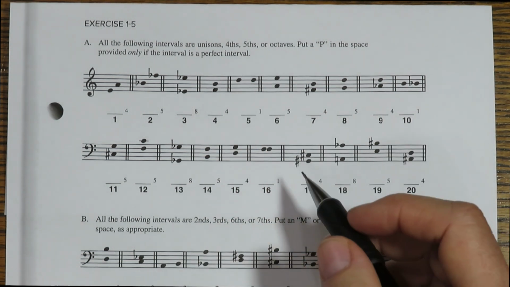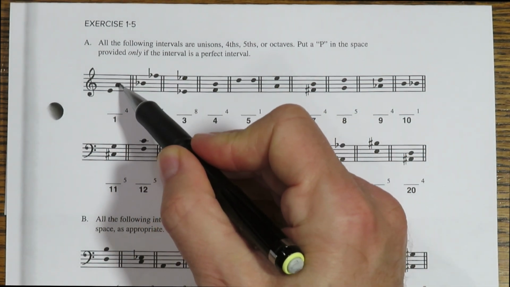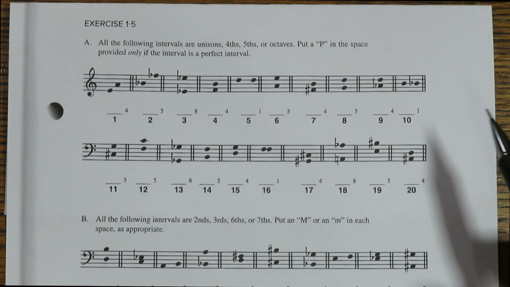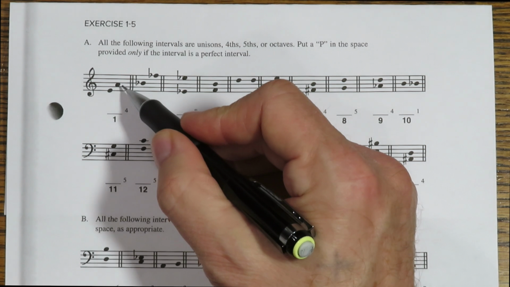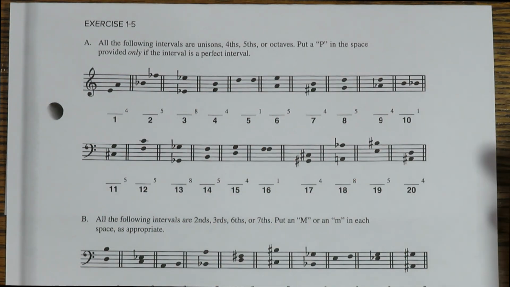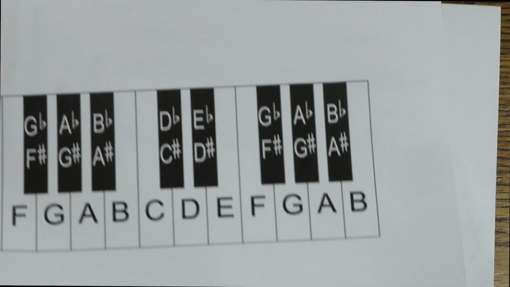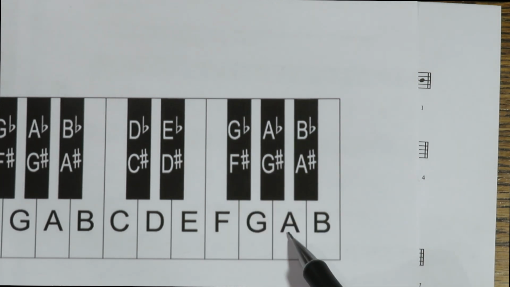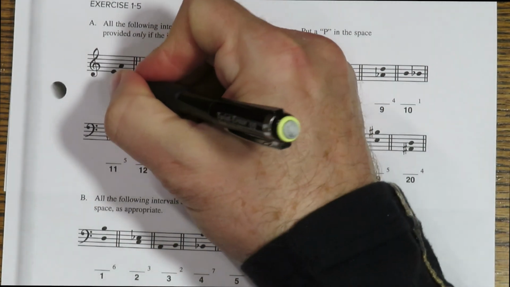Okay, so first we know E to A, that is a fourth. Okay, so is it perfect? Well, is A part of the E major scale? Let's check. Okay, whole, half. It is. Therefore, this is a perfect fourth. So we'll put a P here.